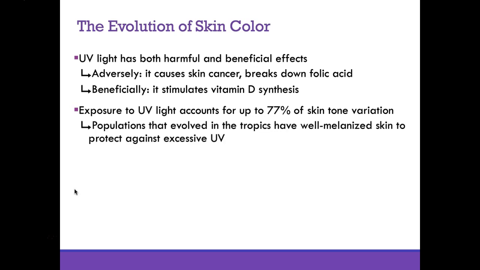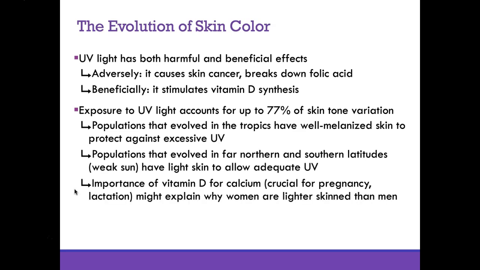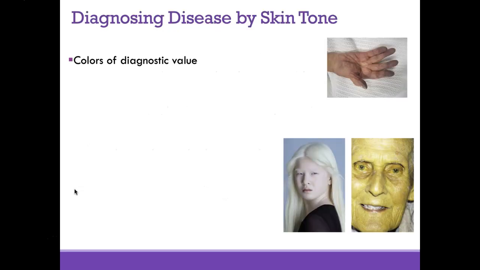Populations that evolved in the tropics have very well melanized skin to protect themselves against excess UV. Populations that evolved in far northern or southern latitudes with weaker sun have light skin to allow for adequate UV, right? They wouldn't benefit from having excess melanin because then they would get the broken down folic acid, and skin cancer. The importance of vitamin D for calcium might explain why women in general are lighter skinned than men. Women have skin averaging about 4% lighter than men do. And again, that might be because vitamin D is so crucial for lactation and for pregnancy.